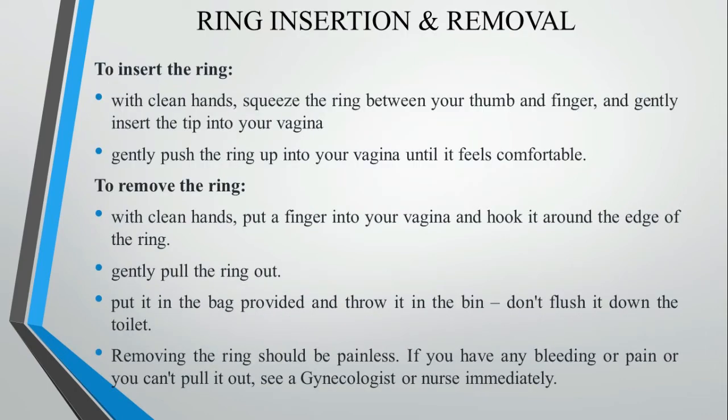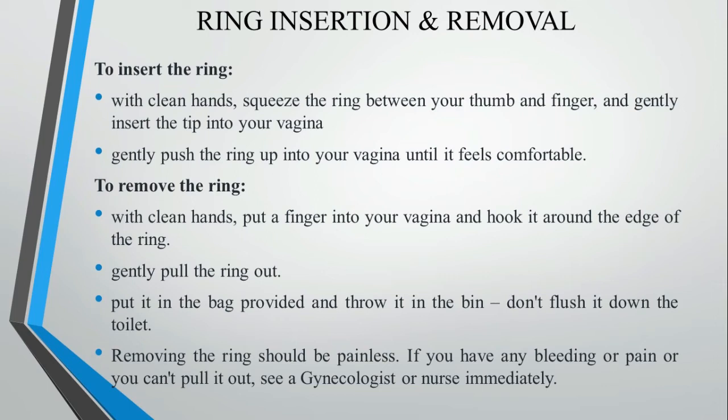So how is the vaginal ring inserted and removed? To insert the ring, with clean hands, squeeze the ring between your thumb and finger and gently insert the tip into your vagina. Gently push the ring inside your vagina until it feels comfortable. To remove the ring, with clean hands, put a finger into your vagina and hook it around the edge of the ring. Gently pull the ring out.